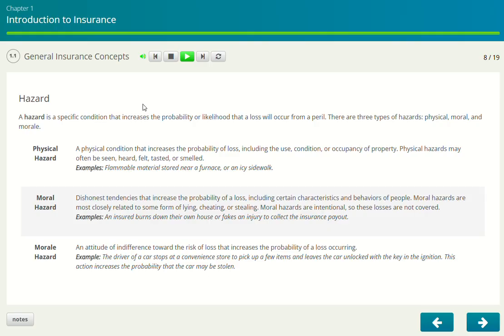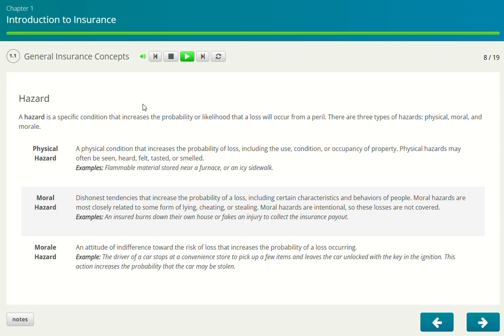Moral hazard. Dishonest tendencies that increase the probability of a loss, including certain characteristics and behaviors of people. Moral hazards are most closely related to some form of lying, cheating, or stealing. Moral hazards are intentional, so these losses are not covered. Examples: an insured burns down their own house or fakes an injury to collect the insurance payout.